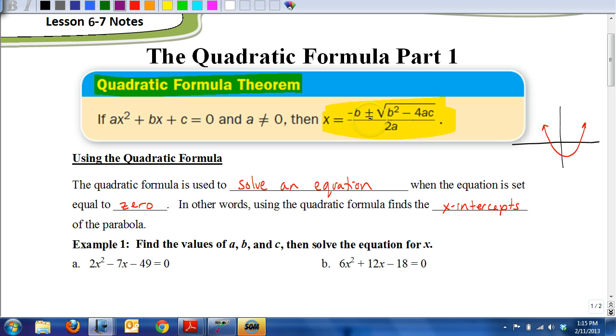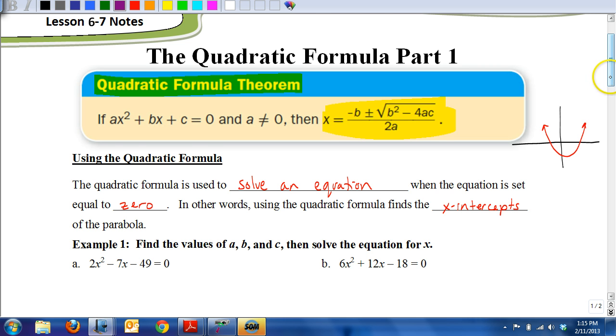This is a plus or minus symbol. We'll talk about that when we look at an example, but it's plus or minus the square root of b squared minus 4ac. And it's the whole thing. All of this that we just said: the opposite of b plus or minus the square root of b squared minus 4 times a times c, all of that divided by 2 times a.